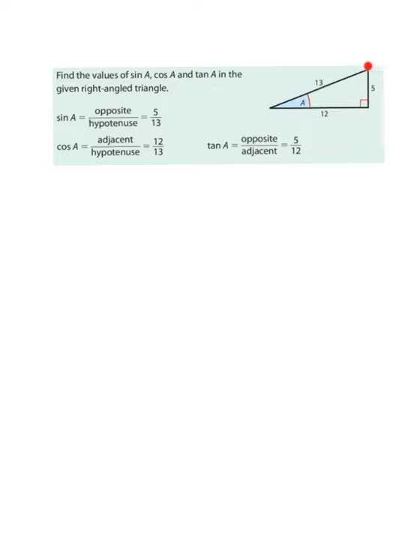Before you do that, I always get you to label the sides of the triangle. We always have to label it in relation to the given angle, and the given angle was A. Opposite A is 5, so 5 would be my opposite. Your 12 is next to the angle, so that would be my adjacent. And then the 13 is opposite the right angle, so the 13 is the hypotenuse.